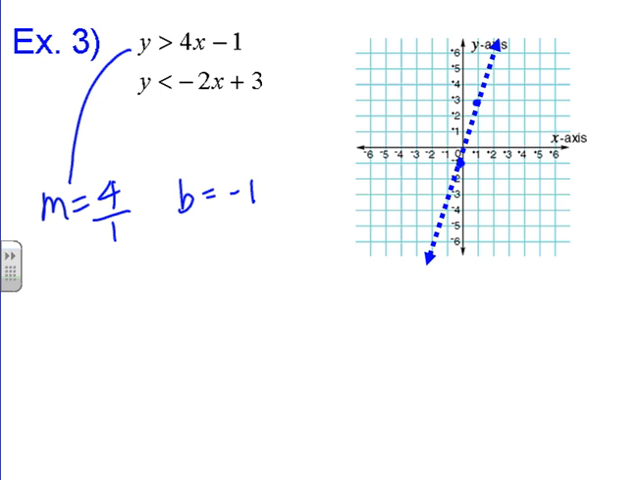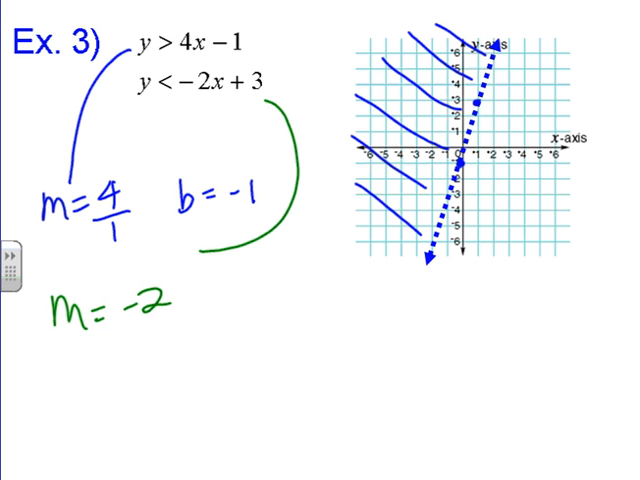Now we need to do some shading. Since it's greater than, we want numbers greater than -1, so we're going to be shading on the left side or upper side of this particular line. Now let's take a look at this second inequality. y is less than -2x plus 3. We know the slope is -2, and that would be over 1, and that the intercept is 3. So again, we start at 3. We would go down 2 and to the right 1, and then we would get ourselves a line. Again, this one's dotted as well because there is no equal sign.